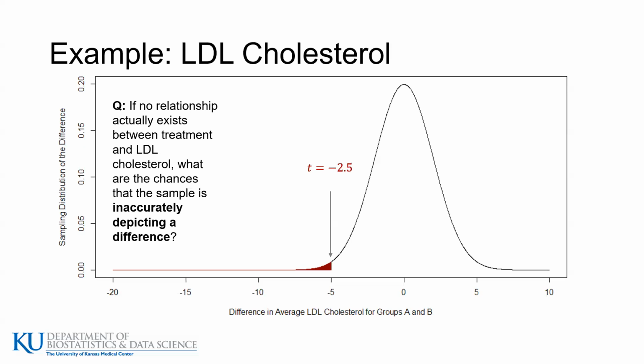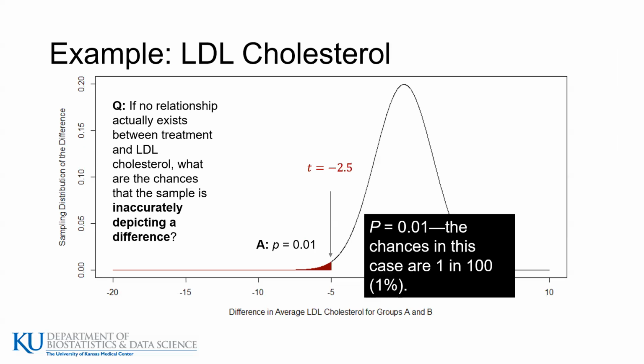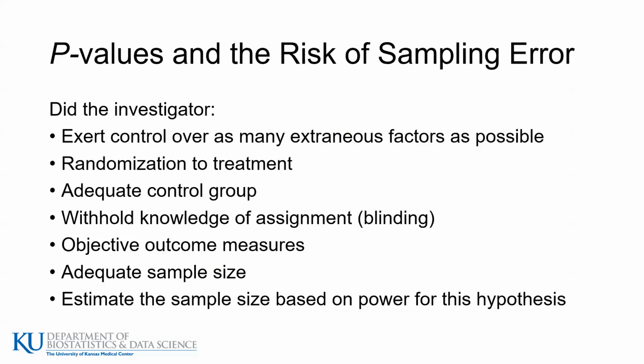So in this case, the chances are about 1 in 10 that this is a false positive finding. So the chances that this is a conclusion that the treatments are different, given that the treatments are not different, is about 1%. So a little more about the p-value.